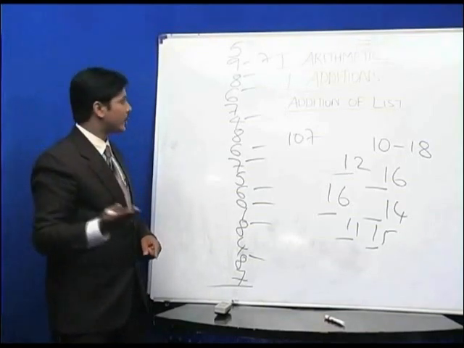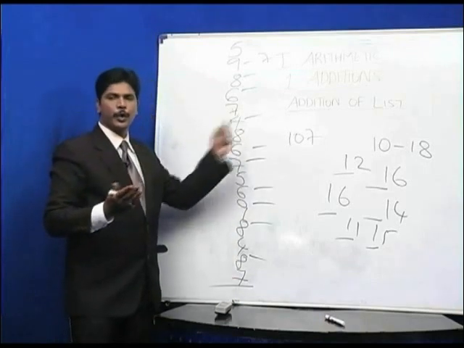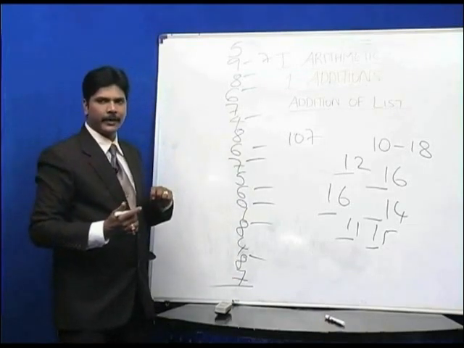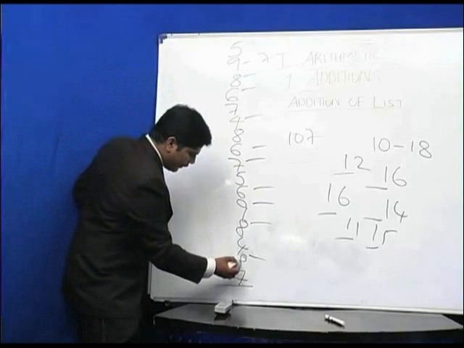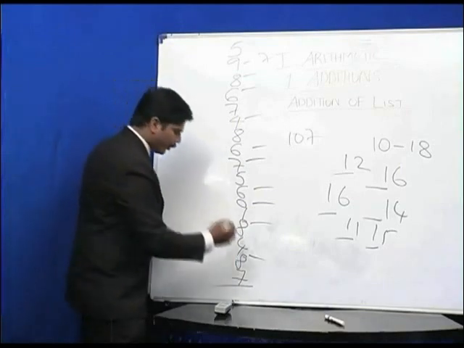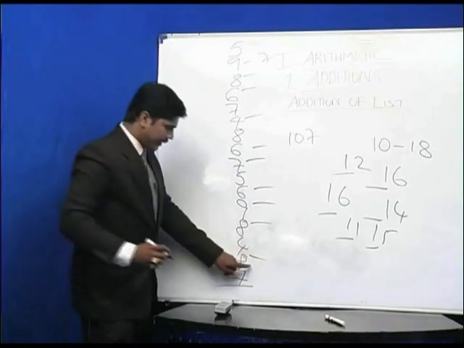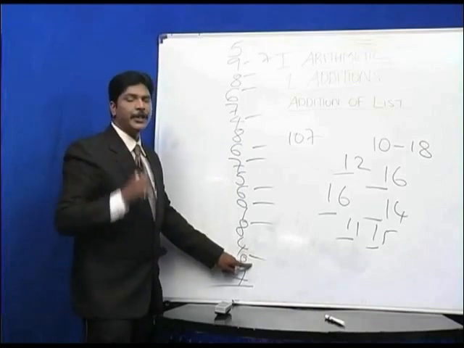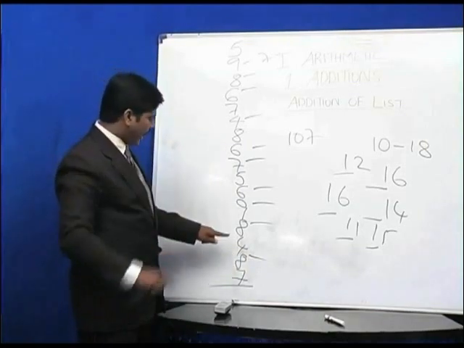So for that reason, this is to add from bottom to top. Now for the technique. Okay, start from bottom. 7 plus 8, you get 15. So what you have to do? Put a dash before 8 and hold 5 in your mind. That 5, add to next number.